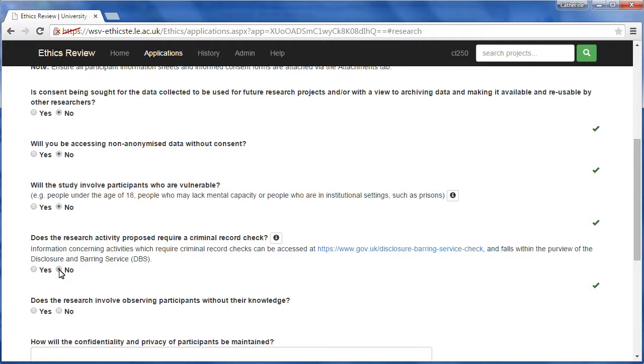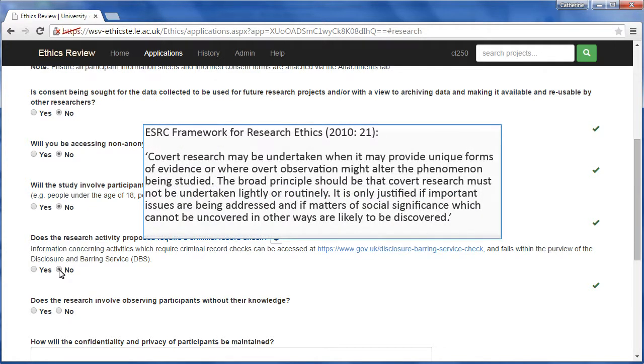In considering whether covert methods are justifiable, it's useful to look at the ESRC guidance in the Framework for Research Ethics, which states, covert research may be undertaken when it may provide unique forms of evidence, or where overt observation might alter the phenomenon being studied. The broad principle should be that covert research must not be undertaken lightly or routinely. It is only justified if important issues are being addressed and if matters of social significance which cannot be uncovered in other ways are likely to be discovered.